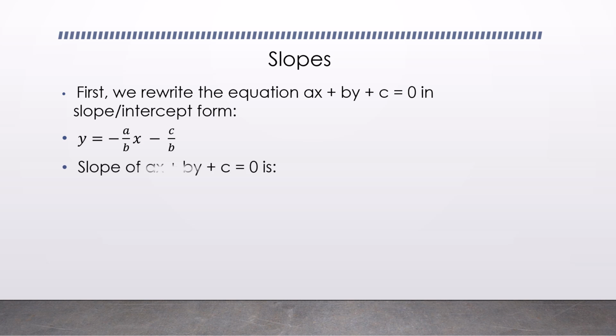Hence, the slope of ax plus by plus c equal to 0 is m1 equal to minus a over b. And the slope of the perpendicular line PF is m2 equals minus 1 over m1. This is equal to b over a.